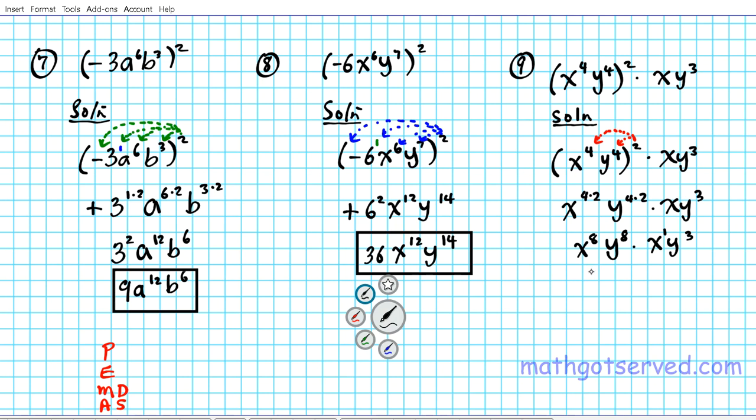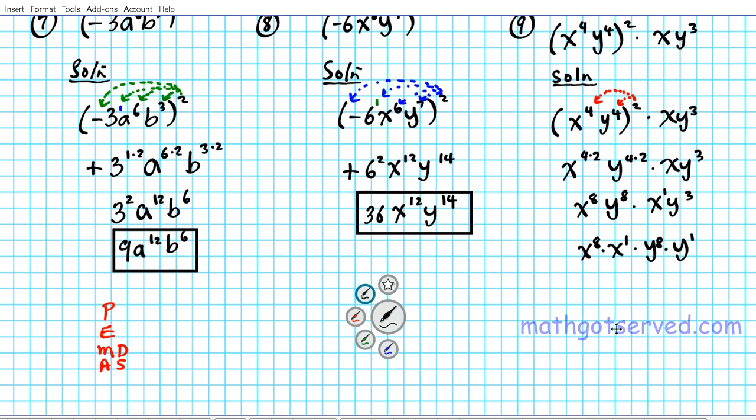So we're going to combine x to the 8th and x to the first power. So it's going to be x to the 8th times x to the first times y to the 8th times y to the first. When we apply the product property of exponents here, we're going to add the powers, okay? So it's going to be x to the 8 plus 1, y to the 8 plus 1.